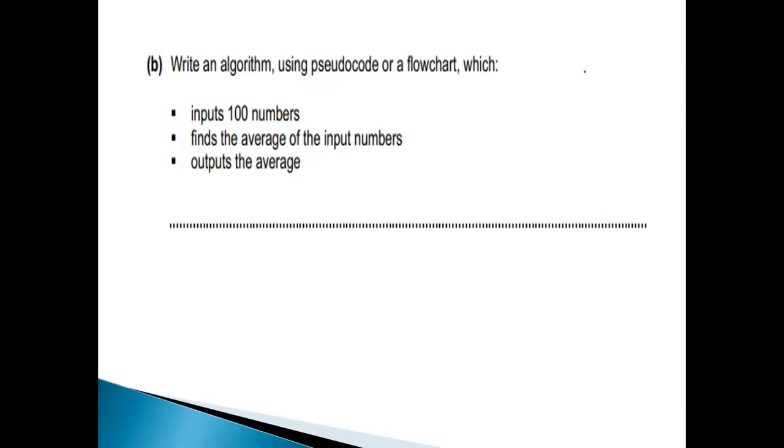And for, and then you do average. Average equals total divided by 100. Good. Then print average. Good. You have made the right program.